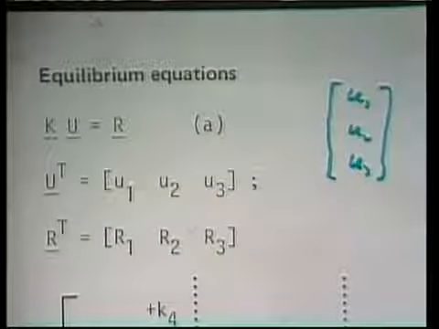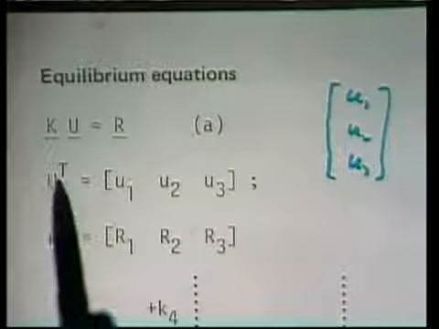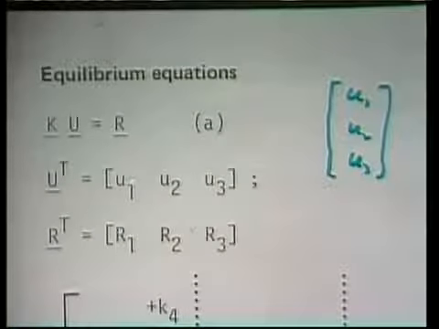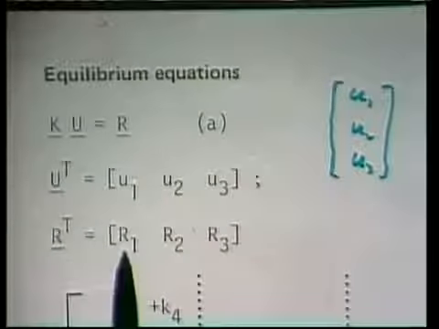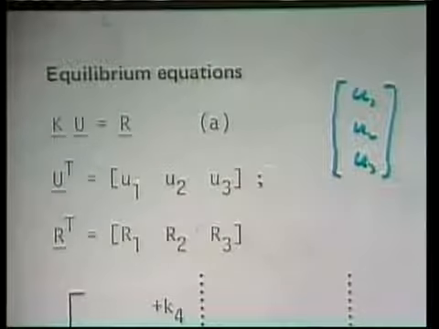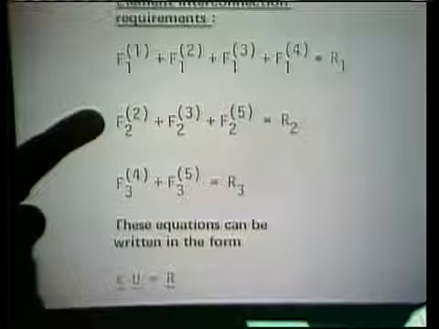It lists the displacements vertically downwards, but it is easier to write it this way by transposing the vector. So U^T, the capital T there, means transposed. Similarly, for R, we have R1, R2, and R3 as the components. And the K matrix that we have obtained by substituting into these equations from the element equilibrium requirements is this one here.